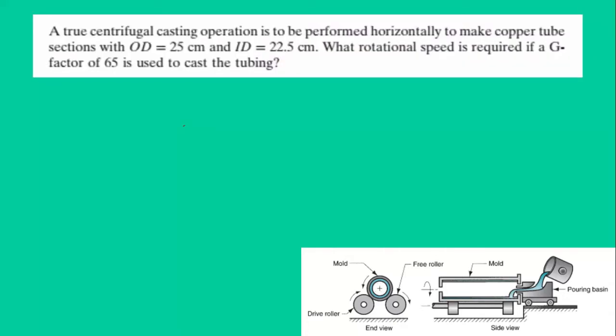So let's start solving this numerical problem. It says the true centrifugal casting operation is performed horizontally to make a copper tube section, and the outside diameter of the copper tube is 25 centimeter, and the inside diameter of the copper tube is 22.5 centimeter. It says, what is the rotation speed required if a G factor of 65 is to be used?